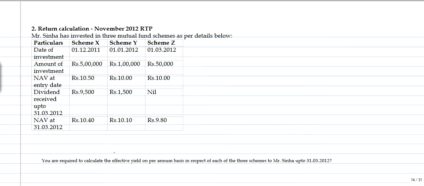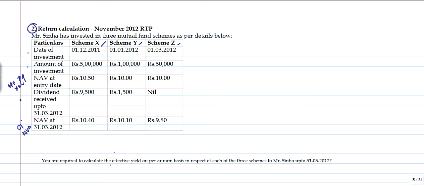So we will move on to the next question, question number 2 with regard to calculation of NAV. Mr. Sinha has invested in 3 mutual fund schemes as per details below: X scheme, Y scheme, Z scheme. Date of investment is given. Amount of investment, NAV at entry date, that is the purchase price NAV, dividend received, and closing NAV. Closing NAV, this is opening NAV.